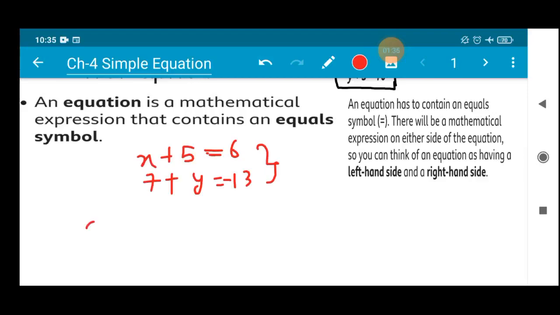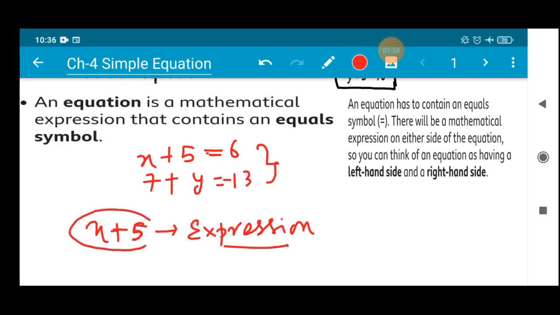Now the question comes, sir, then what is this called? If you don't have an equal to sign, if you have only x plus 5, what will this be? Will we consider this an equation? No, we will not consider it an equation, because here there is no equal sign. It will be considered an expression.